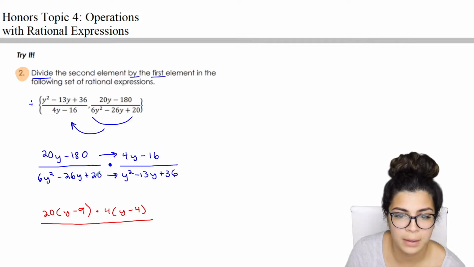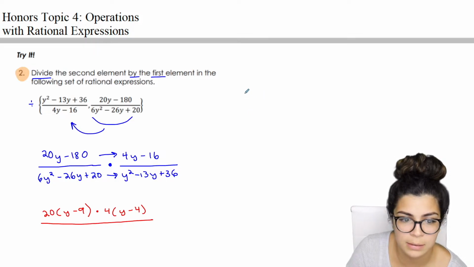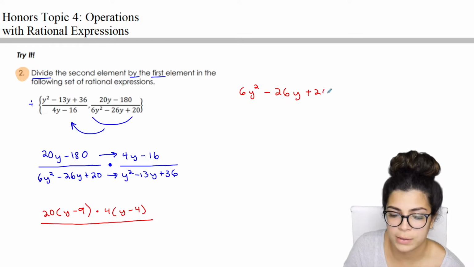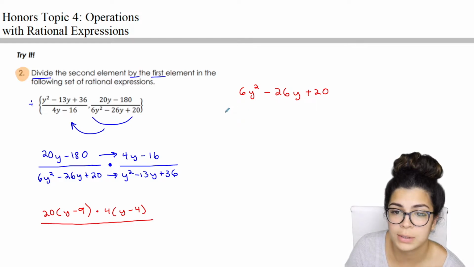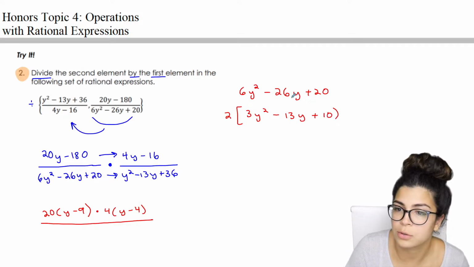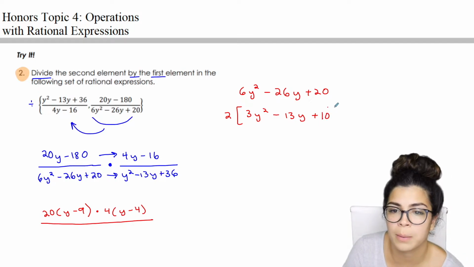I'm actually going to bring this over here on the side because I feel like that's going to take me a little bit of space to factor this one. So I'm just going to bring this over to factor it over here. Okay, so the first thing I'm going to want to do is factor out a common factor of 2, a GCF of 2. So this will be 3y squared minus 13y plus 10. And now I can, oops, I should probably make that a square bracket since the other one's a square bracket.